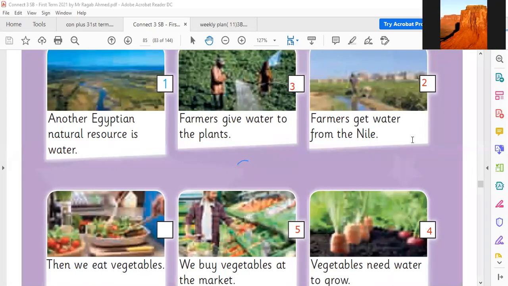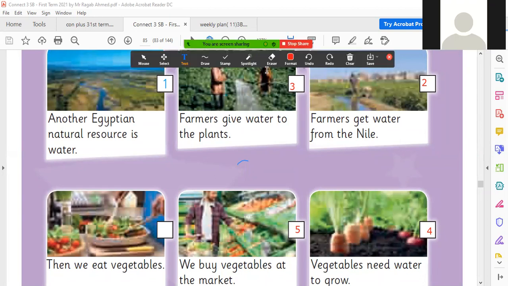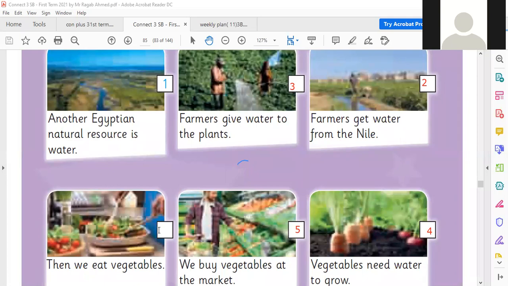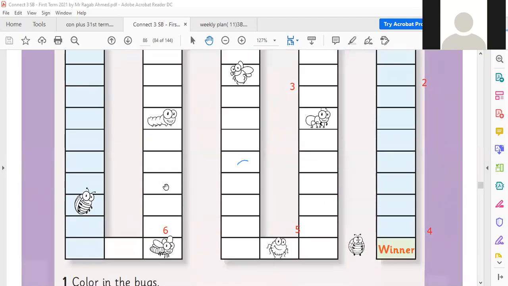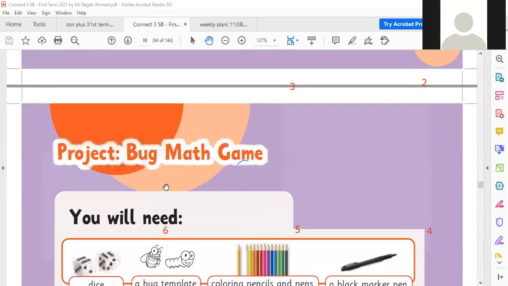Ibrahim, you didn't come to school before, right? Okay. Can you read number 6, please? Read it. Then we eat vegetables. Thank you. Now you can turn off your camera if you want. It's okay. Thank you. Well, students, this is the end of unit 4.